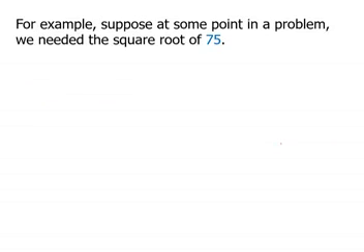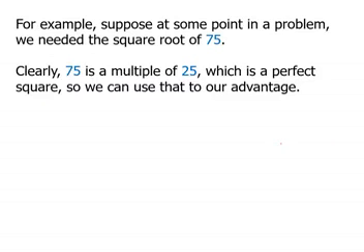So for example, suppose at some point in a problem we needed the square root of 75. Maybe the answer to the question is the square root of 75. Well, the square root of 75 is not going to appear in the answer choices, but clearly 75 is a multiple of 25, and 25 is a perfect square, so we can use that to our advantage.